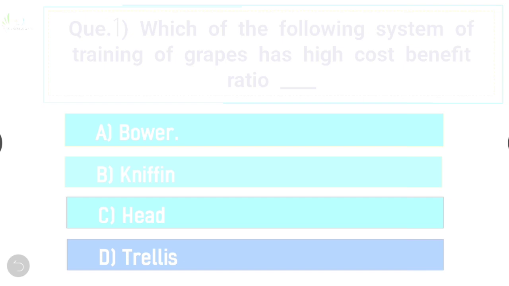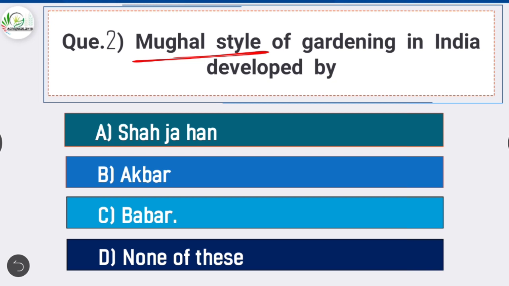Question number 2. Mughal style of gardening in India was developed by? Answer is option C, Babur. Mughal style of gardening in India was developed by Babur.